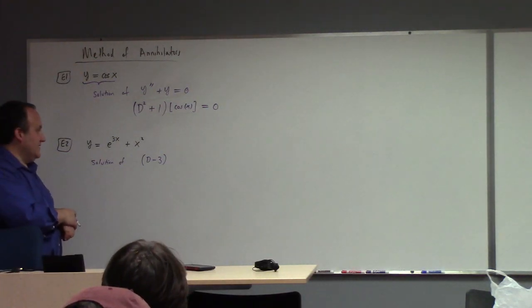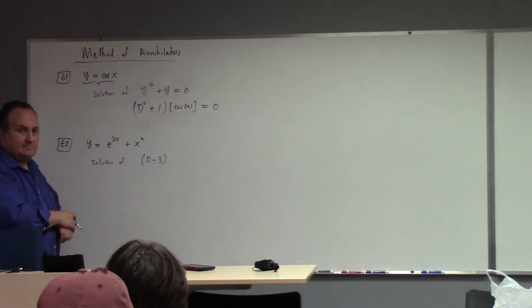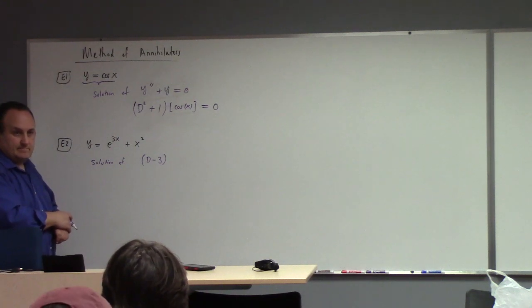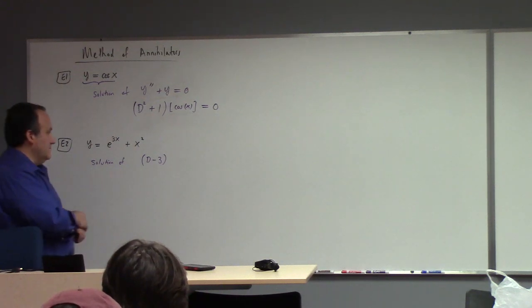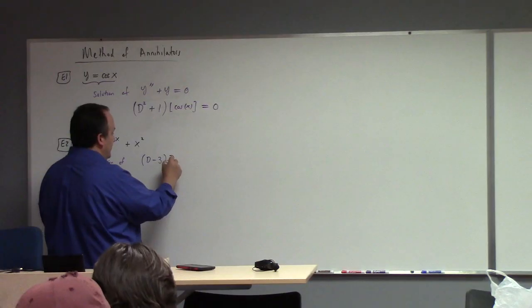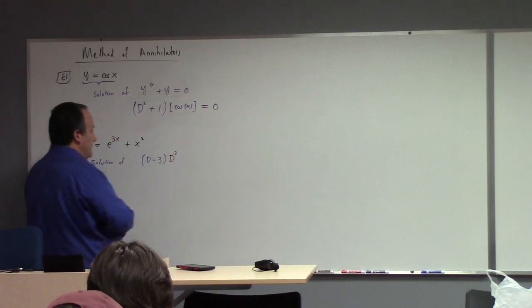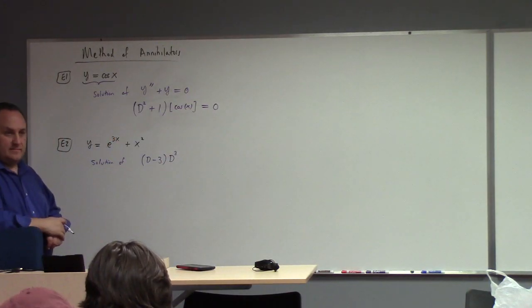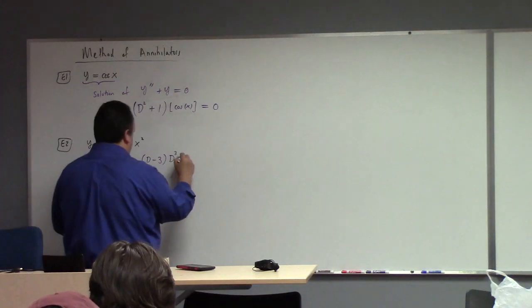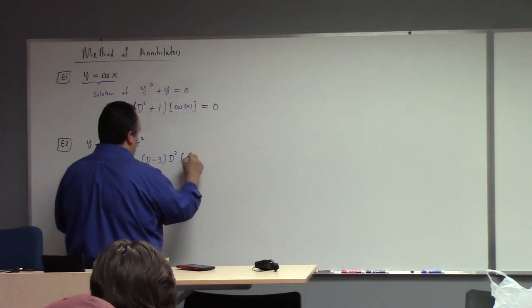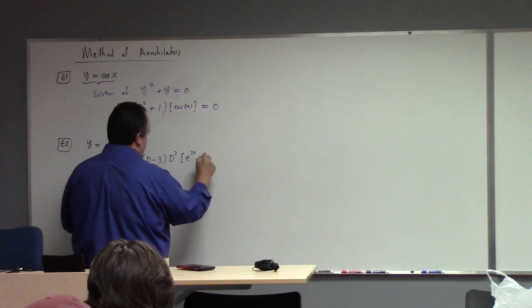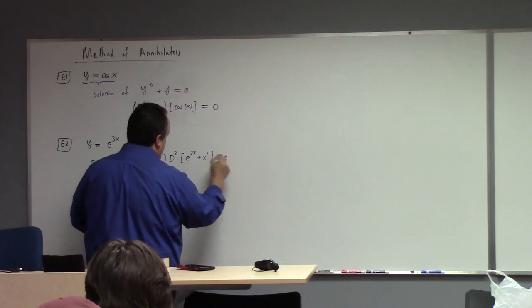How do we get x squared? What's that coming from? How about D cubed? The third derivative of x squared is 0, is it not? And so there you go. When we feed it e to the 3x plus x squared, we get 0.